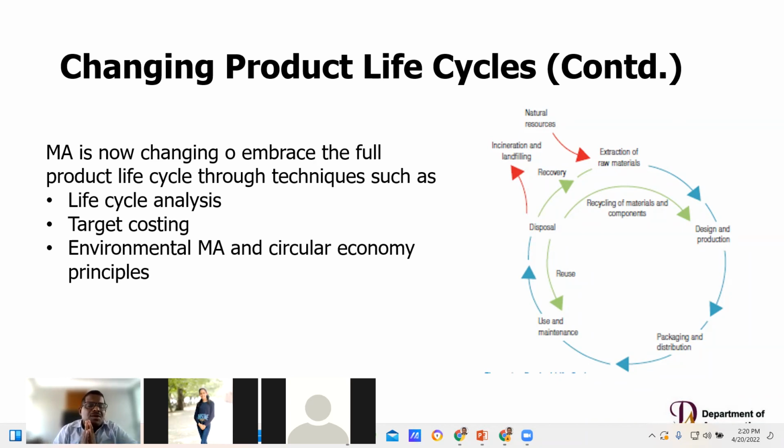But what we are trying to tell you is that this changing product life cycle should open our eyes, to look at the organization from a holistic, broader view, not as just producing items. Are you clear? Okay.